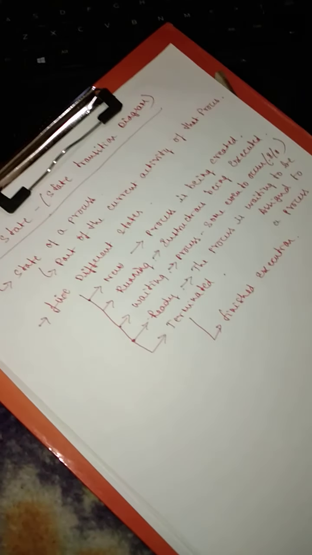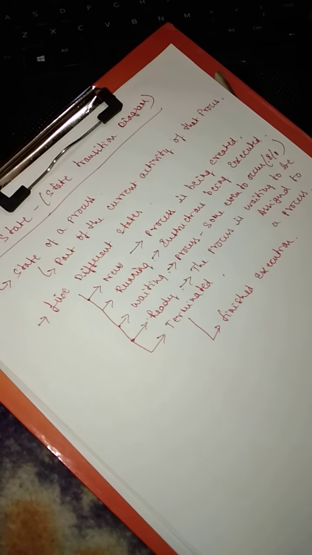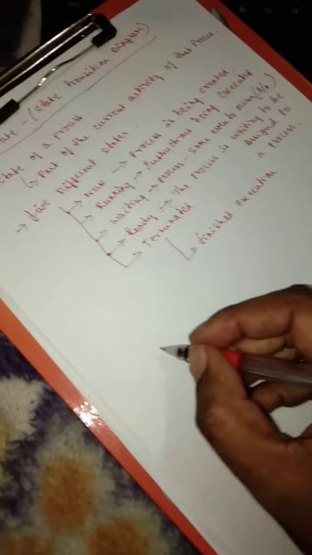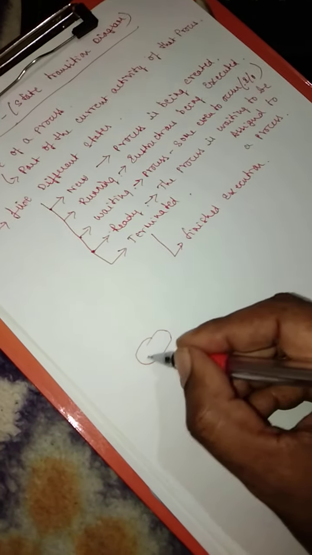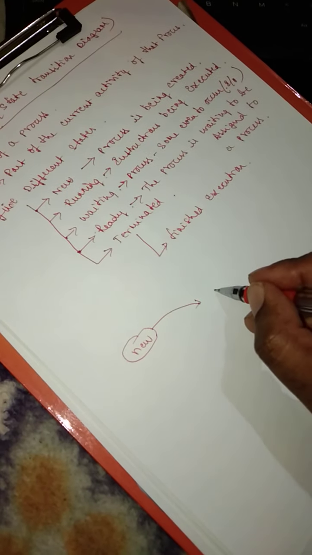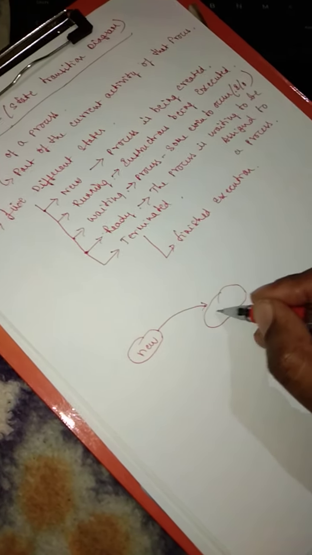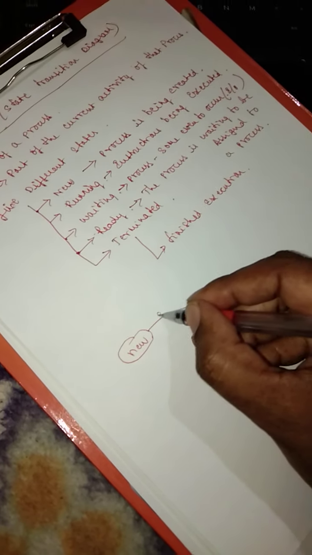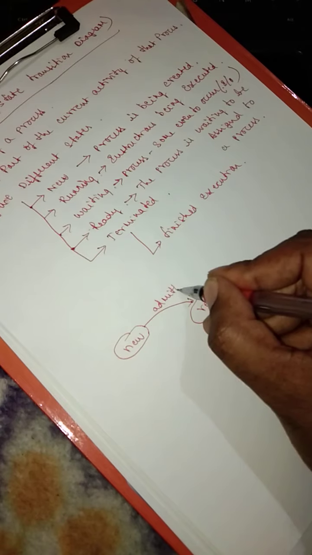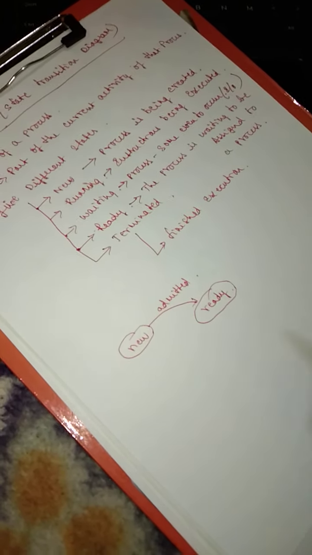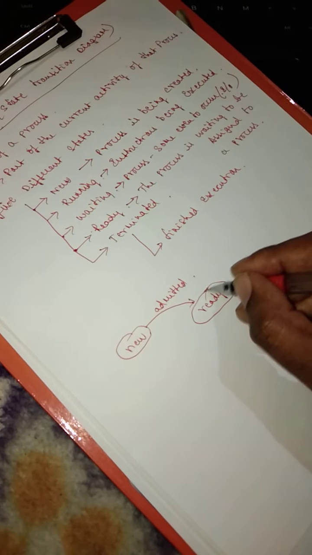So now what we have to do is we'll study the process state diagram. Initially, you'll be having a new state. From the new state, whenever the process is created, the process comes to the ready state, and here it gets admitted. As soon as the new process is created, it gets admitted into this ready queue, or we call it the ready state.